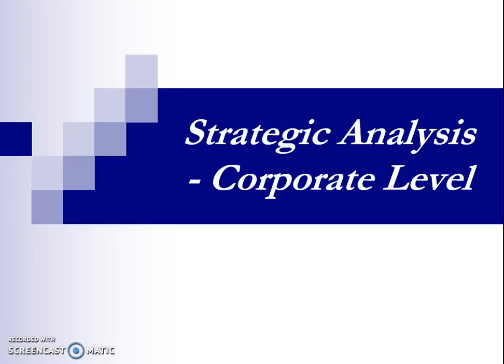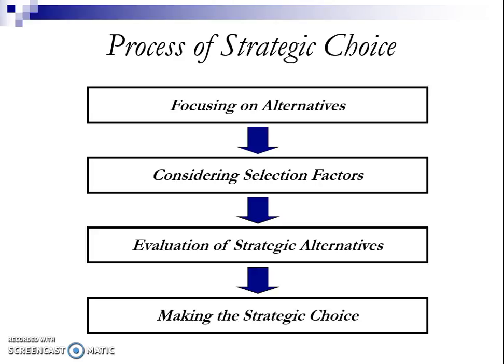So in order to understand the strategic analysis, let's first look at the process of strategic choice. The first aspect in it is focusing on alternatives. Next is considering selection factors. These two aspects we have already covered in our previous lectures. Alternatives include the corporate level strategies and the business level strategies. And when we talk about considering selection factors, we are talking about the environmental factors, including the macro factors, micro factors, and the industry level factors and the organizational level factors.